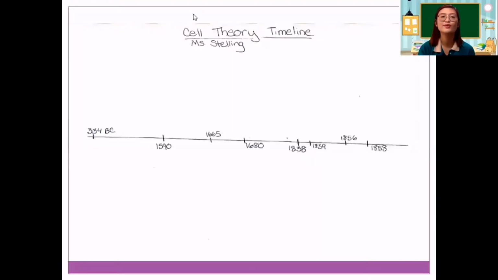Okay, so now let's focus on what is found in your module. So before anything else, take note of the cell theory timeline. This is from Miss Stelling. I got this from the internet, of course. Before we begin, the dates or years vary. These are actually approximates. There may be some variations.